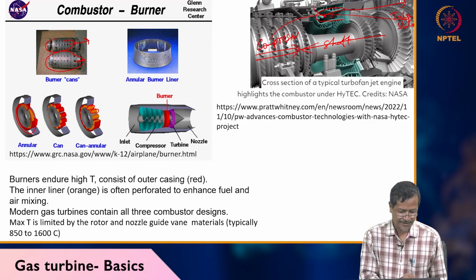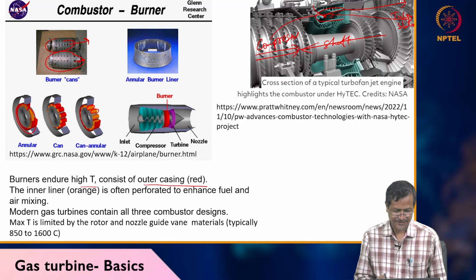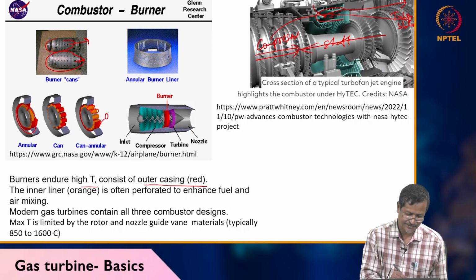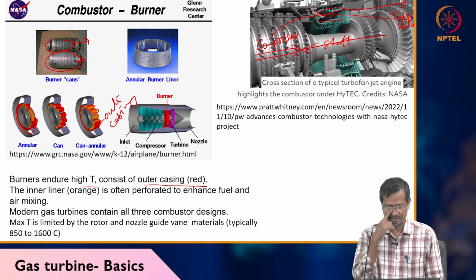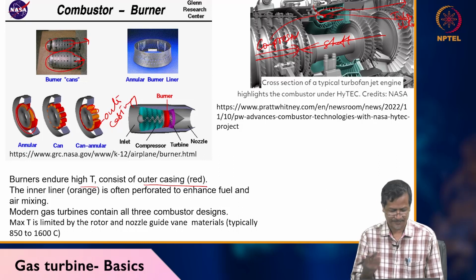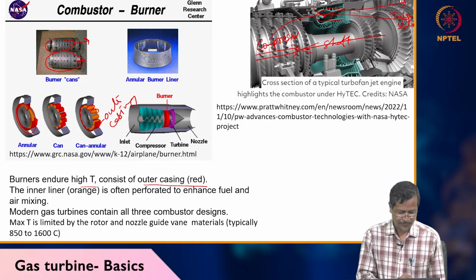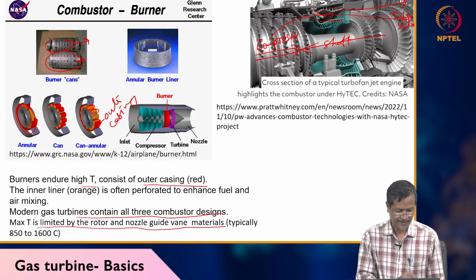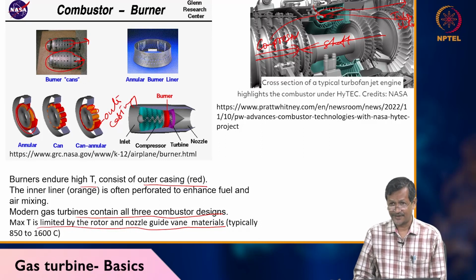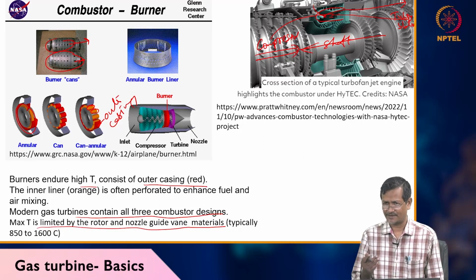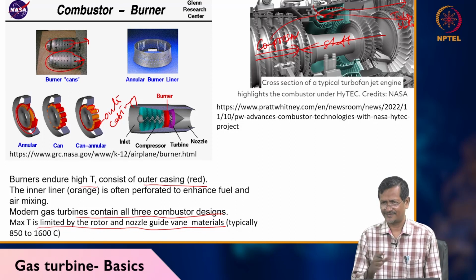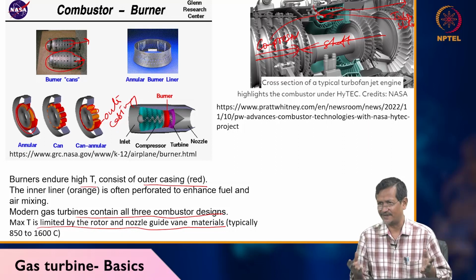Burners endure high temperature and consist of an outer casing. Outer casing is here, and it will be facing very high temperature because combustion is happening here only. A modern gas turbine contains three combustion designs, with maximum temperature limited by the rotor and nozzle guide vane material, typically 850 to 1600 degrees centigrade. Normally the melting point of steel and other materials is around 1200, but you are getting a combustion temperature of 1600. That means you must have some cooling arrangement, otherwise heat will be accumulated and your system will melt. Things will not work.